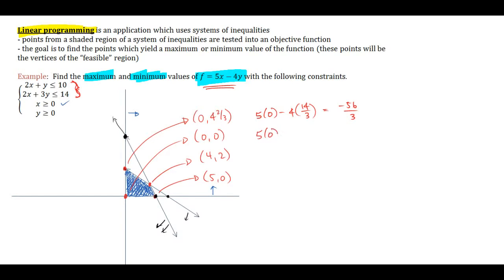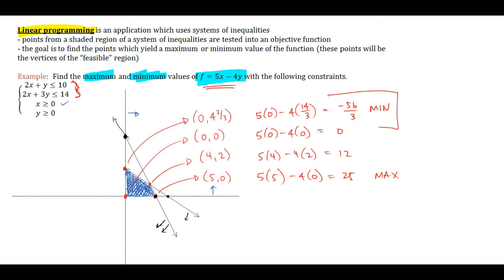How about 5 times 0 minus 4 times 0? When I check the origin, that gets me 0. I'll plug in 4, 2, which is 5 times 4 minus 4 times 2, which is 20 minus 8, or 12. And last but not least, 5 times 5 minus 4 times nothing. That gets me 25. And there you have it. We just found the maximum. We noticed the minimum off the start, but we had to check everybody. And so there's our minimum value. There's our maximum value.